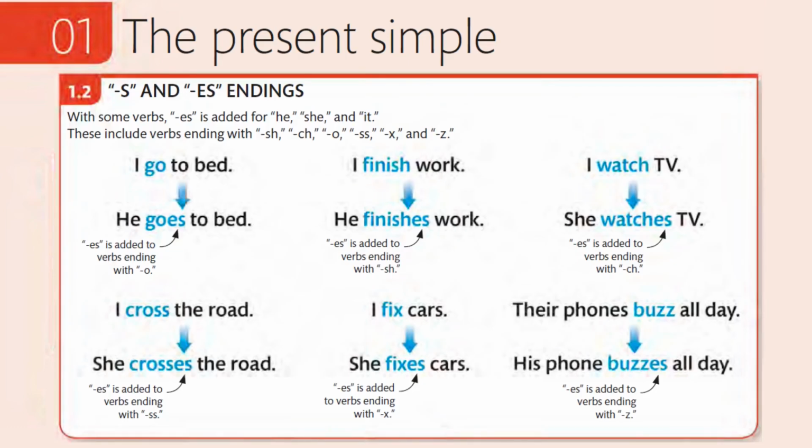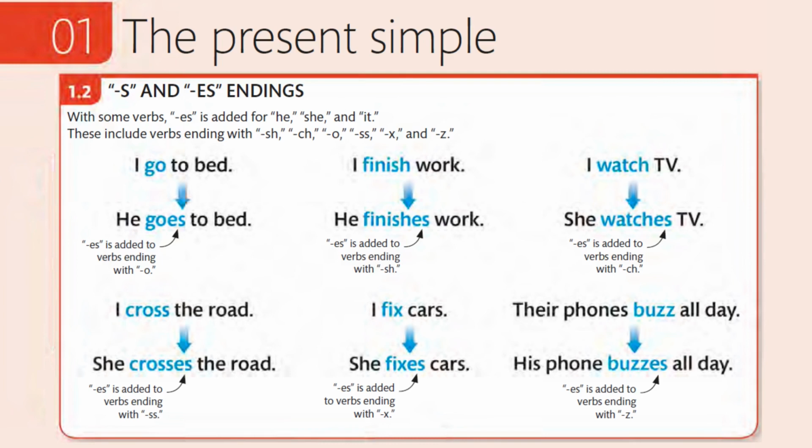S and es endings. With some verbs, es is added for he, she, and it. These include verbs ending with sh, ch, o, ss, x, and z. I go to bed. He goes to bed. Es is added to verbs ending with o. I finish work. He finishes work.